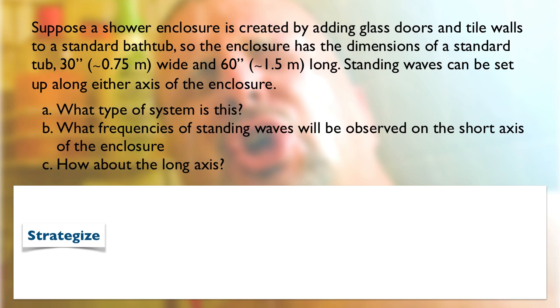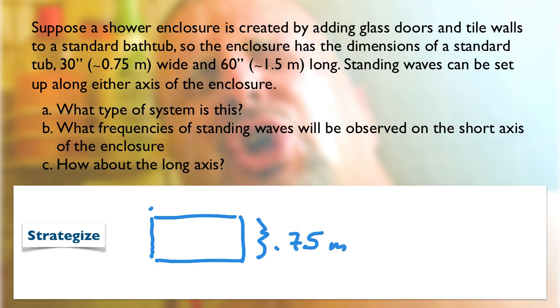Well, first, let's think about what type of system we get. That's our strategize step. So if I do a top view of the shower enclosure, it's 0.75 meters on this axis, and it's 1.5 meters on this axis. I'm going to get standing waves on this axis, and I'm also going to get standing waves on this axis. And on both of those axes, there's a hard wall at each end. And so this is a closed tube. You're actually inside the tube. And so I'm going to get resonances of a closed tube along each of the 2 axes.